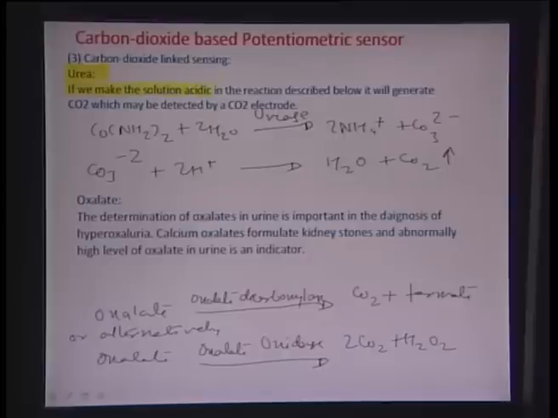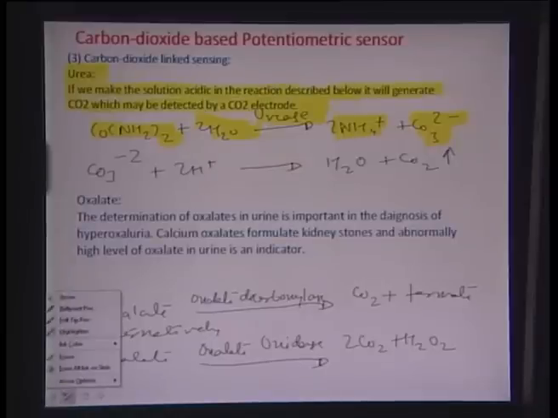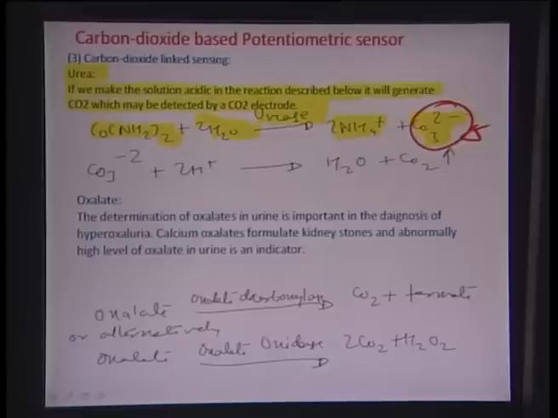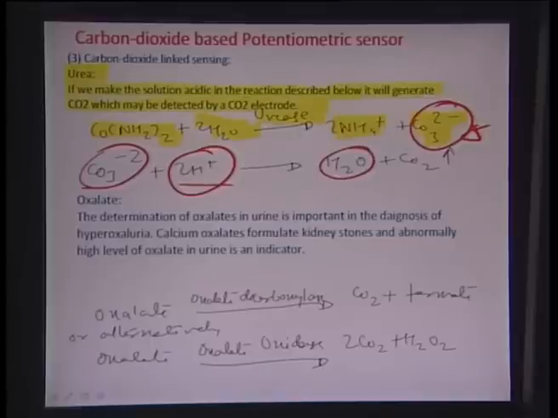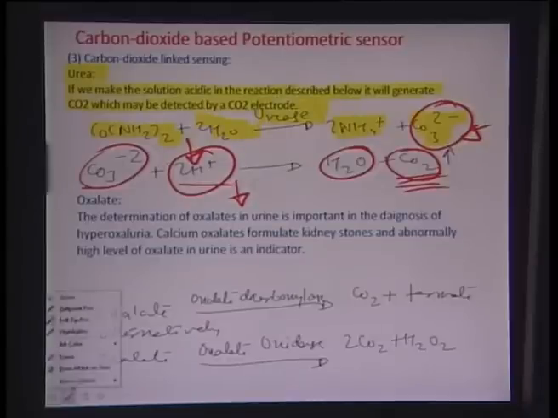If we make the solution acidic in the reaction described below, it will generate CO2, and this may be detected by a CO2 electrode. Let us say urea, CO(NH2)2, hydrolyzes in the presence of urease, as we know, to convert into 2NH4 plus and CO3 minus 2. So, if I take the CO3 minus 2 component of this reaction instead of the NH4 plus, and mix it with some kind of acidic solution, where you have an excess of hydrogen ions, it gets converted into H2O and CO2. So, it produces carbon dioxide, but at the cost of a reduction in the hydrogen ion concentration. So, there is a change in pH, and you could detect how much CO2 is produced by looking at how much reduction in the hydrogen ion concentration takes place. That is how you can, using a carbon dioxide based sensor, be able to tell urea.